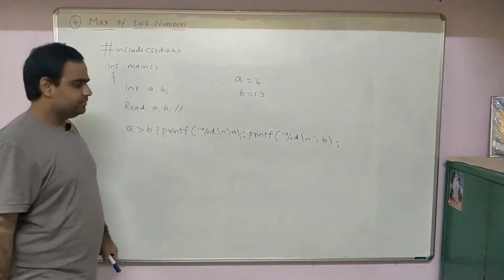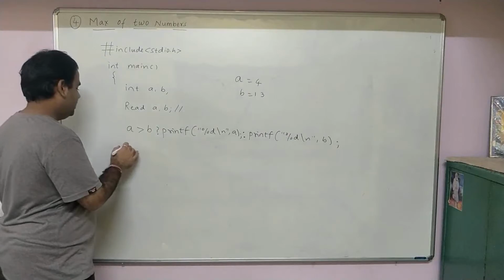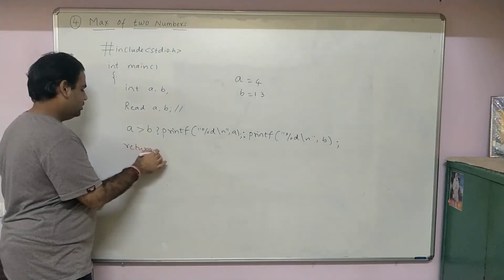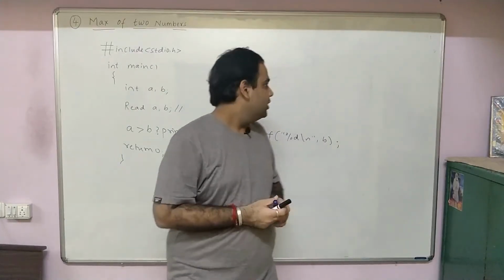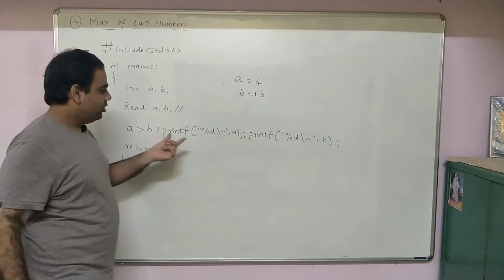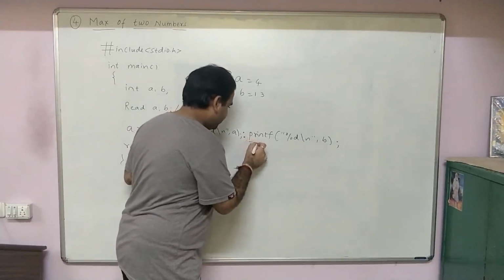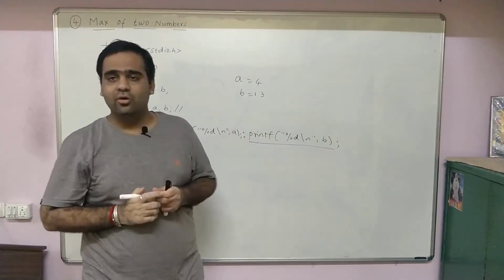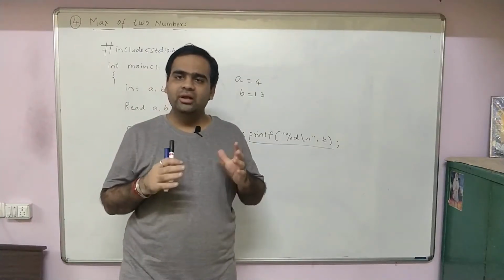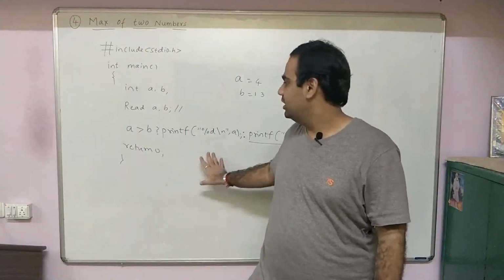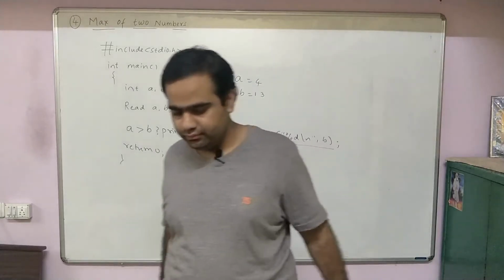Right, this is how you write the maximum of two numbers with ternary operator. Now see here, 4 greater than 13 is false. This part after the colon should be executed, and it prints the value of b, which is 13. Similarly, you can do it with the help of if and else.